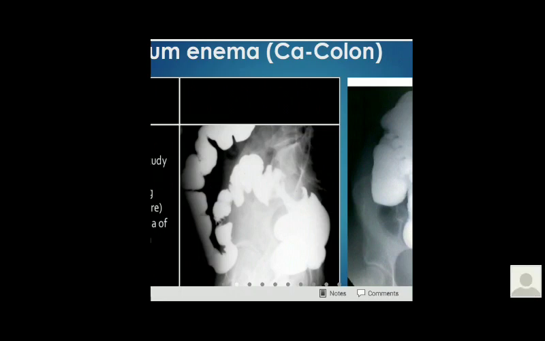Carcinoid tumor also, but second most is non-Hodgkin lymphoma. Then carcinoid tumor, and it may be malignant GIST, gastrointestinal stromal tumor. Clear? So these are the most common malignant tumors of the large intestine. Most common is carcinoma, then lymphoma, carcinoid tumor, and malignant GIST.